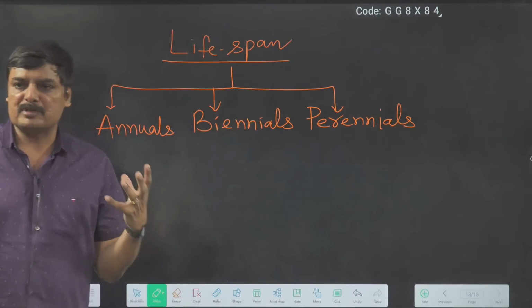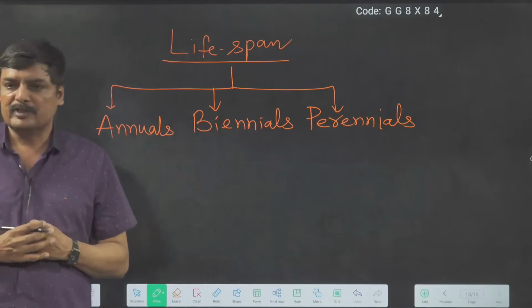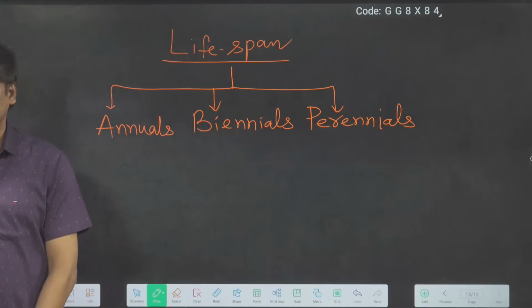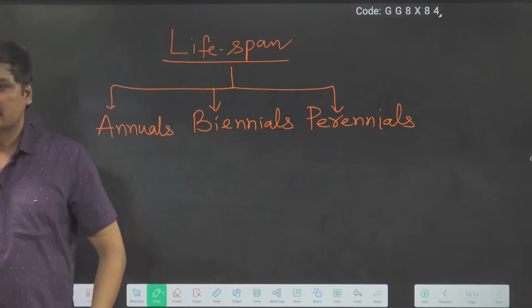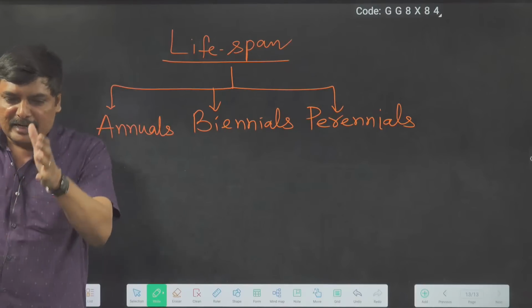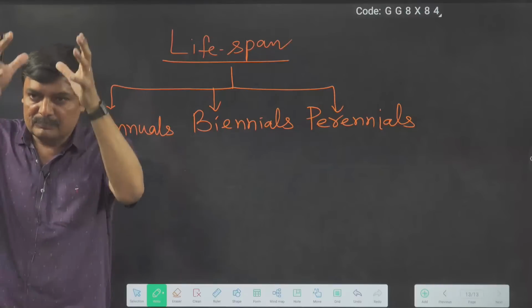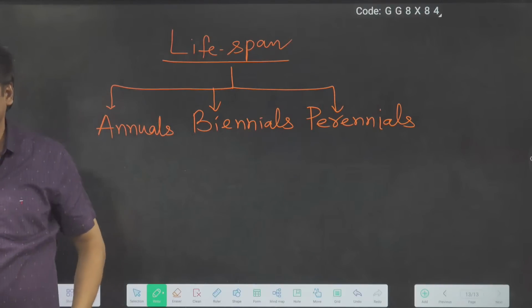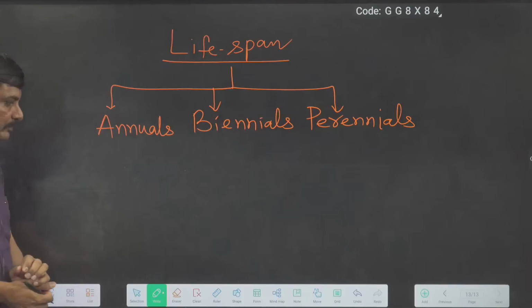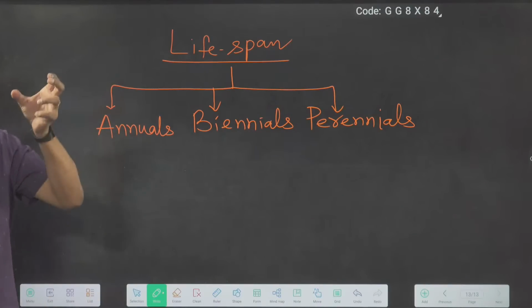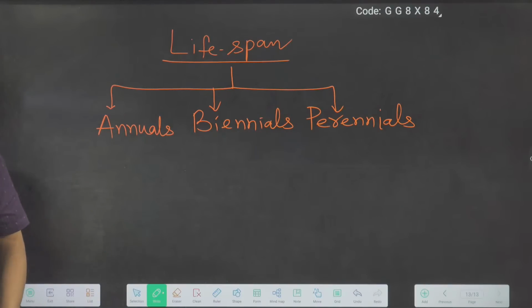So angiosperms are the largest group. They show great diversity in different aspects. Okay? Right. Trunk means the cylindrical stem is present mainly. That is called trunk. From base to the top, there is a cylindrical structure, and that is called the trunk.